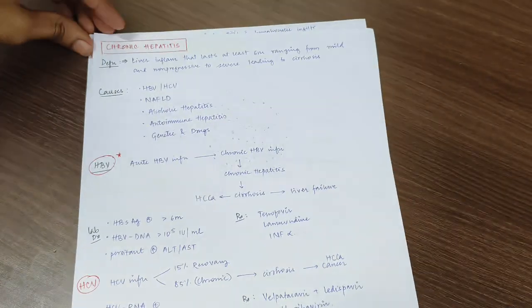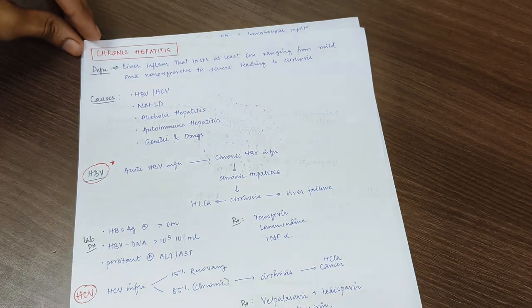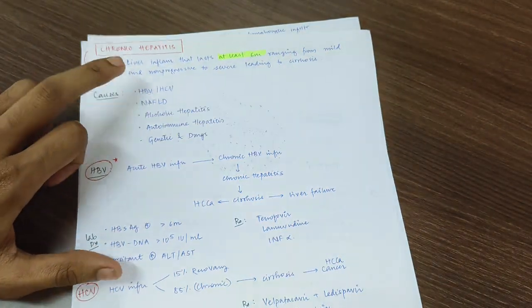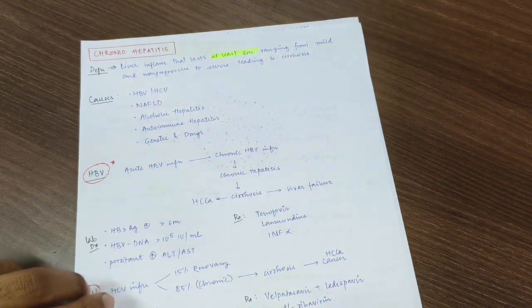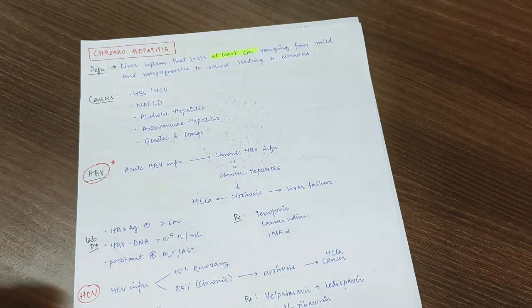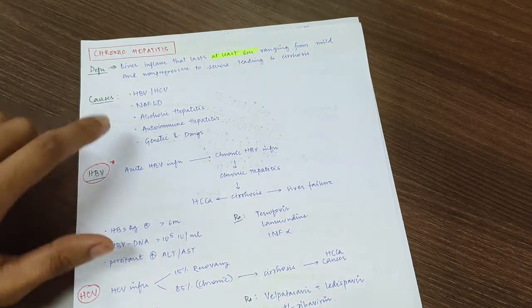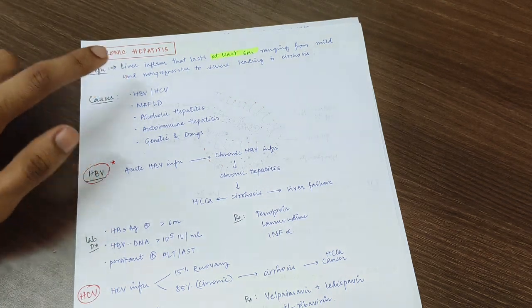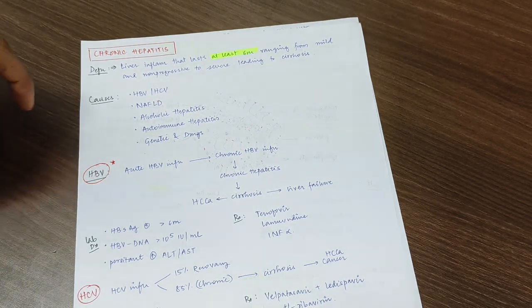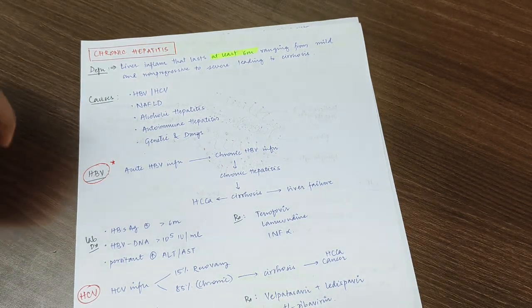Next, chronic hepatitis. What is chronic hepatitis? It is a liver inflammation that lasts at least 6 months, ranging from mild and non-progressive to severe, leading to cirrhosis. What are the causes? Hepatitis B virus, hepatitis C virus, non-alcoholic fatty liver disease, alcoholic hepatitis, autoimmune hepatitis, genetic and drug causes.